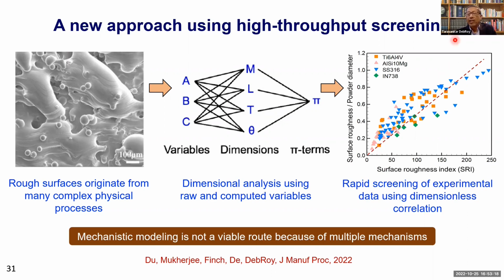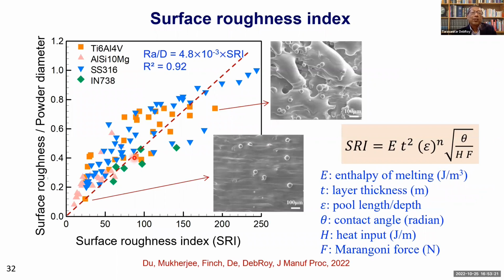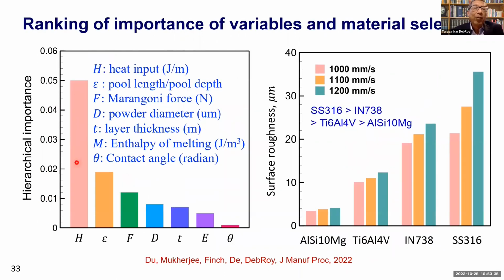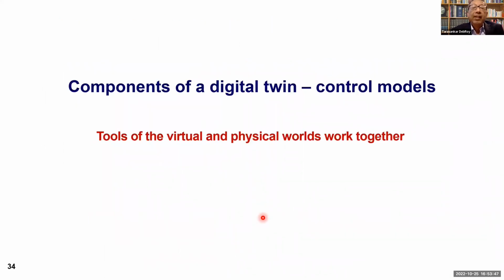And thereby we can get conditions for smooth printing of metallic parts, using correlations that are obtained by data-based models. Feature importance can also be determined, like heat input is the most important variable and contact angle is not so important for surface roughness. So we understand that these are some of the components of a digital twin. So tools of the virtual world and physical worlds have to work together.